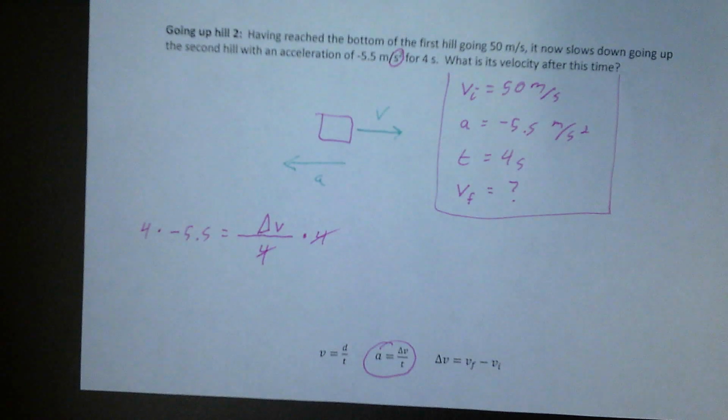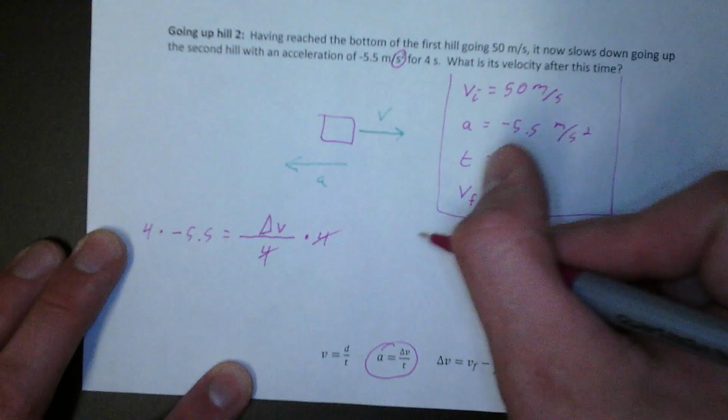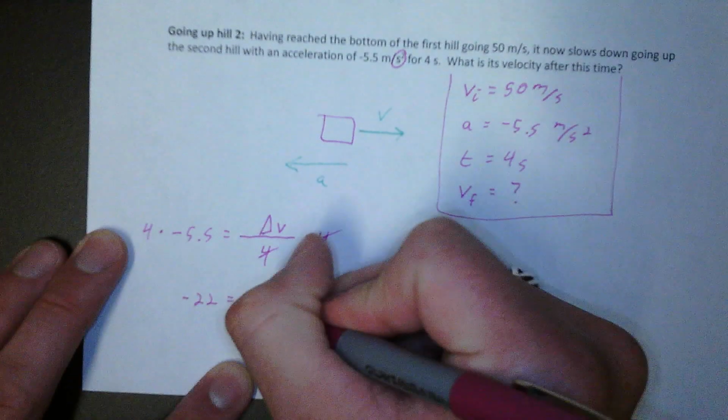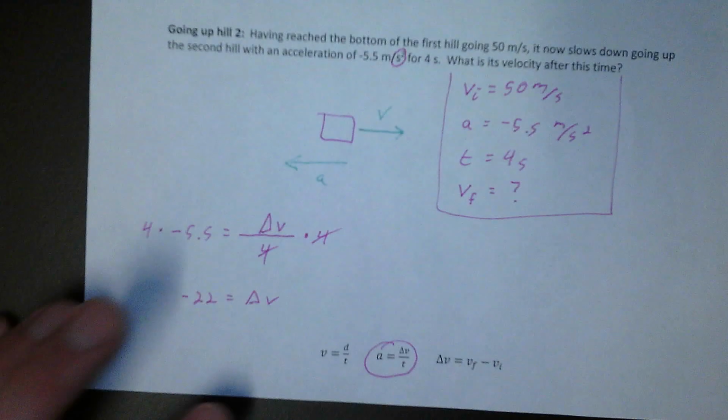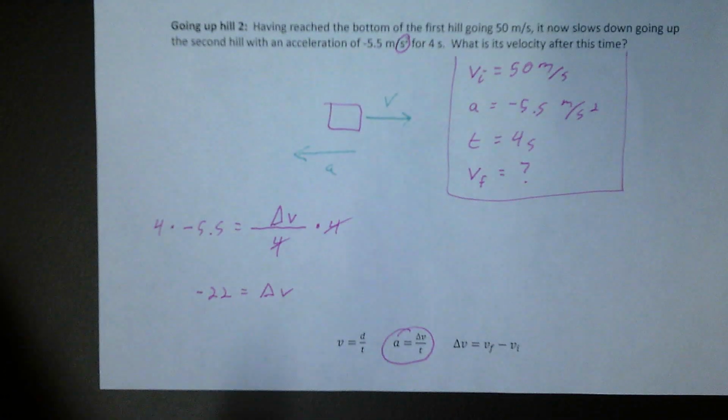So we get negative 22 for delta v. Okay, so we know what the change in velocity is. Now, that is not what I asked for. I asked for the final velocity.